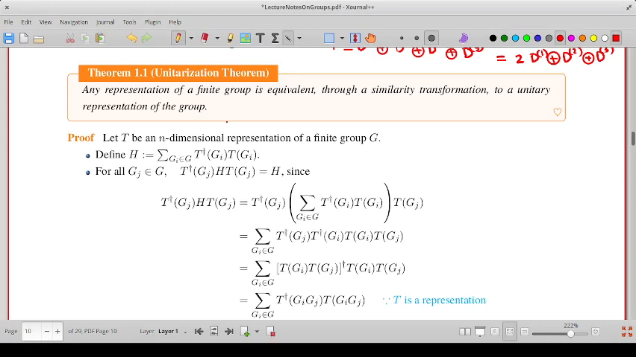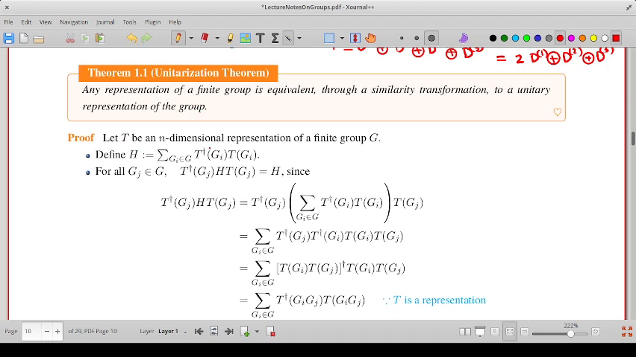Now we consider a very important theorem in representation theory called the unitarization theorem, which says that any representation of a finite group is equivalent through a similarity transformation to a unitary representation of the group. So given a finite group and any representation, we can always find a similarity transformation that will take this representation to an equivalent unitary representation. So for all practical purposes, from now onwards, whenever we are concerned with finite groups, we may consider the representation of a group as unitary. So we now proceed to prove this theorem.